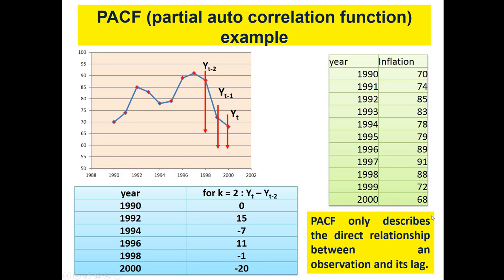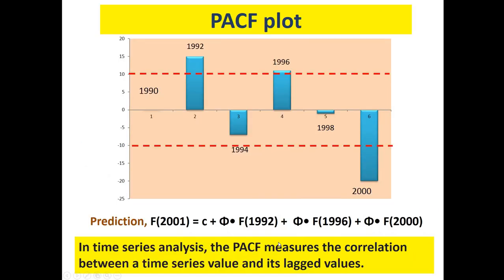So you can see if you subtract 68 minus 88, that is 2000, that you will write in front of 2000 minus 20, the difference. Again, you can see the difference between 1998 and 1996, that is 88 minus 89, that is minus 1, you write like this. You recreate a table for k is equal to 2.